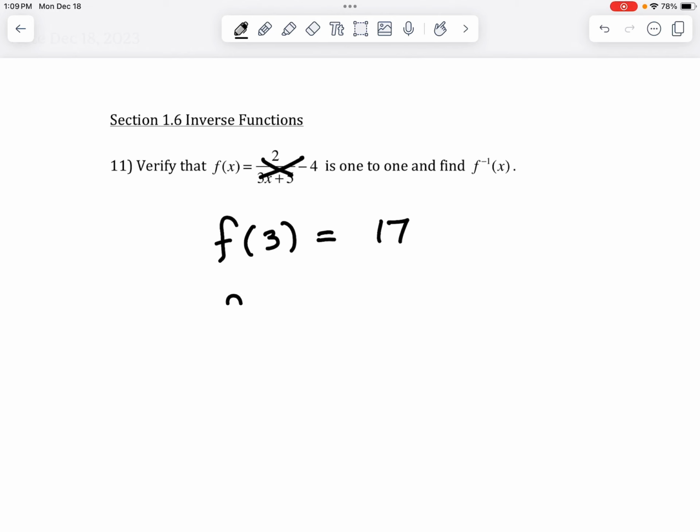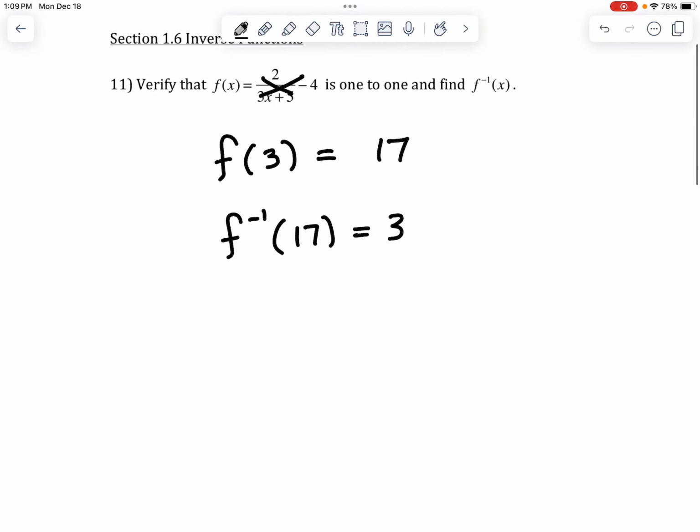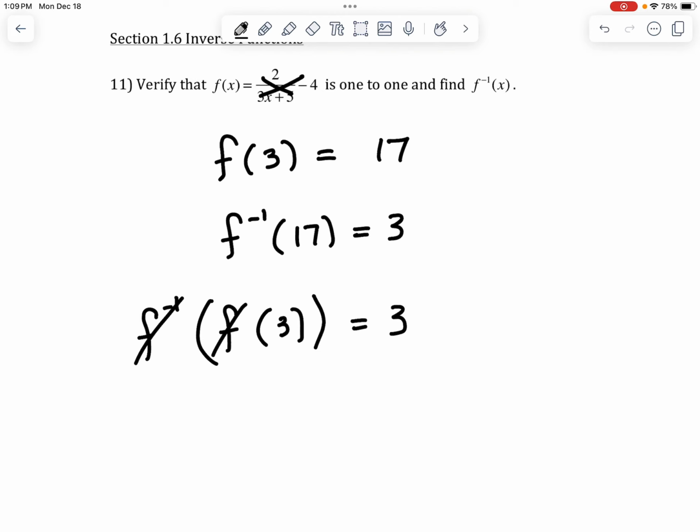So with the inverse, which is denoted f with a -1, you would plug in 17 and then you'd get out 3. Or another way to say it is the function, when you substitute 3 and then you do the inverse, then the function and its inverse will cancel and you'll just get the 3 again.